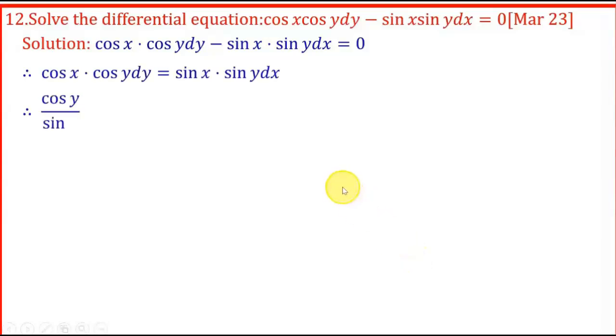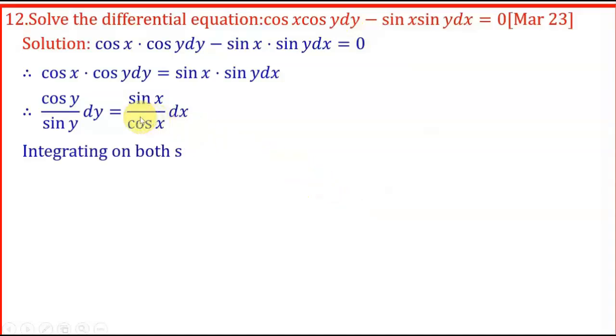Solve the differential equation cos x into cos y into dy minus sin x into sin y into dx is equal to 0. Again here we will apply the variable separable form. Shift this term to the right hand side, it will become plus. Now which terms do we not require here? Here we do not require cos x, and here we do not require sin y. Therefore, dividing on both sides by cos x into sin y, we separate these variables.